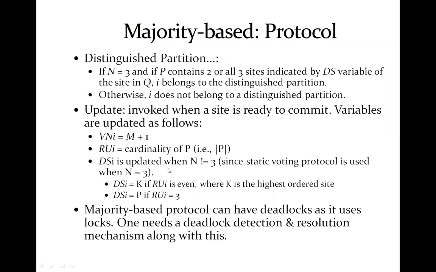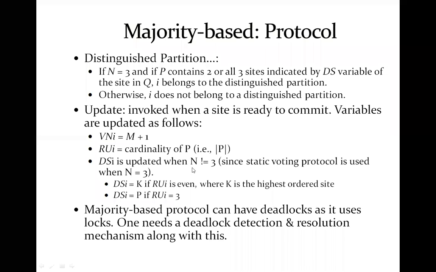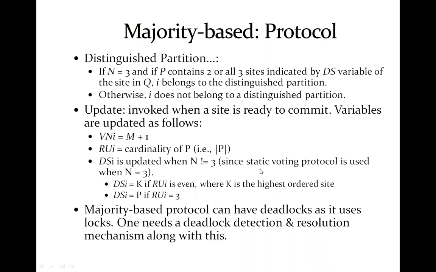If n is not equal to 3, then only DSI will be updated, because when n is equal to 3, as per the people who have given this algorithm, the idea is that if n is equal to 3, then in that case the static voting protocol will be better than the dynamic voting protocol. So when n is not equal to 3, then only these two operations will be performed. But if n is equal to 3, then the static voting protocol will be performed, and in that case we are not going to change or update the distinguished site list.